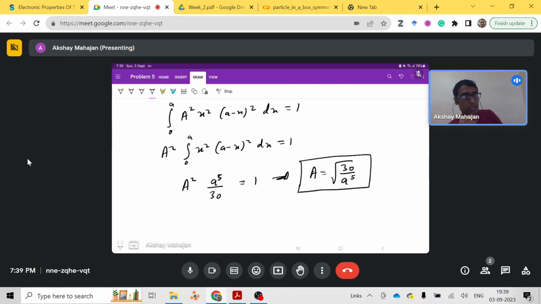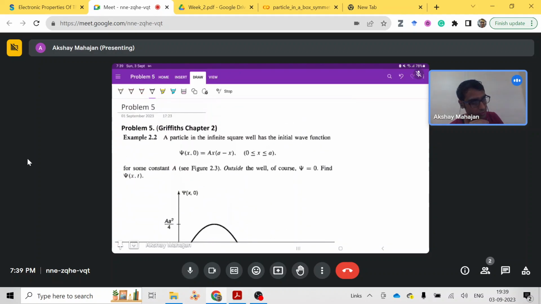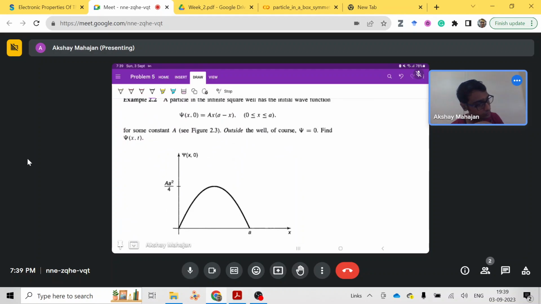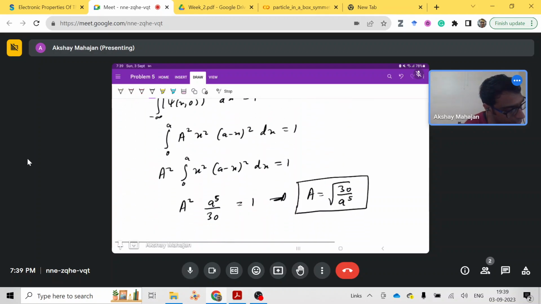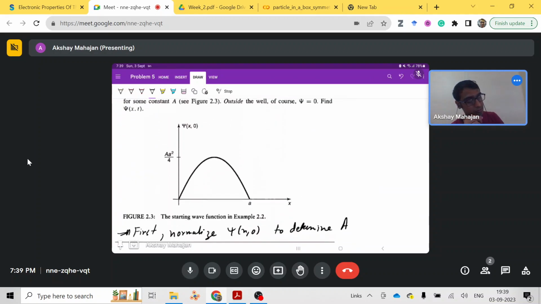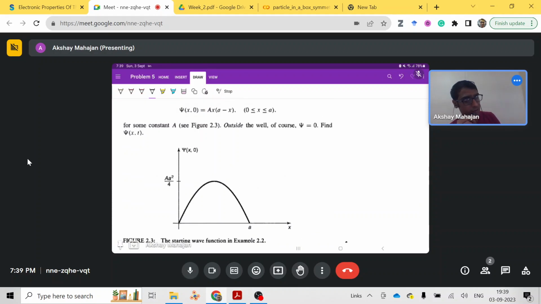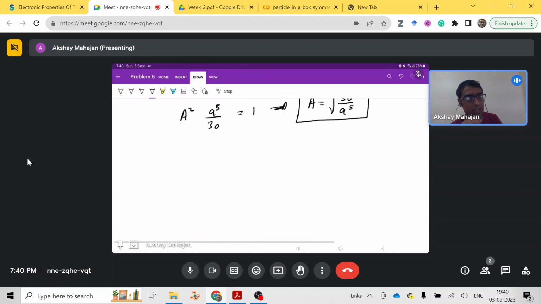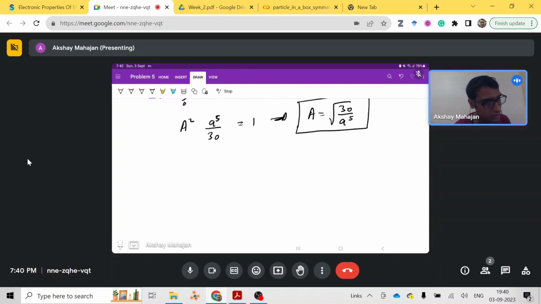Now, to find psi of x comma t, first we need to find the wave function as a linear combination. Since it seems similar to a particle in a box, going from 0 to a, we can write it as a linear combination of the solutions of a particle in a box. And if we know the cn's, then going from psi x comma 0 to psi x comma t, as we have done earlier in our problem number 2 as well, we can do that easily.